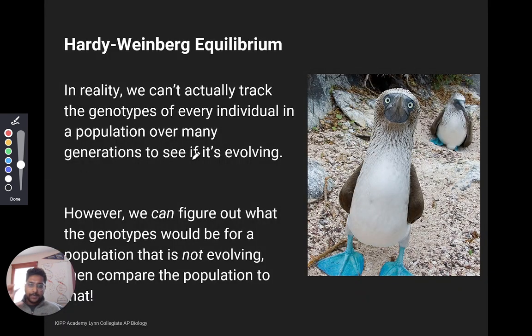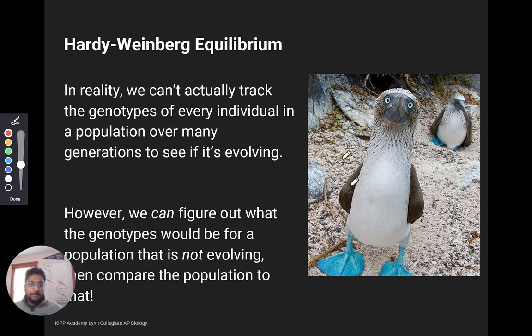The issue becomes that in a real population, we actually can't track the genotypes of every individual in the population over many generations to see if it's evolving. It's really difficult to figure that out. Because the genotypes, again, are hidden, right? They're the things that are inside of our bodies, so we can't actually figure out in every single individual whether we're going to see those particular genotypes. However, we can figure out what the genotype would be for the population that's not evolving and compare it to the population that is evolving. And so we can kind of look at it that way.